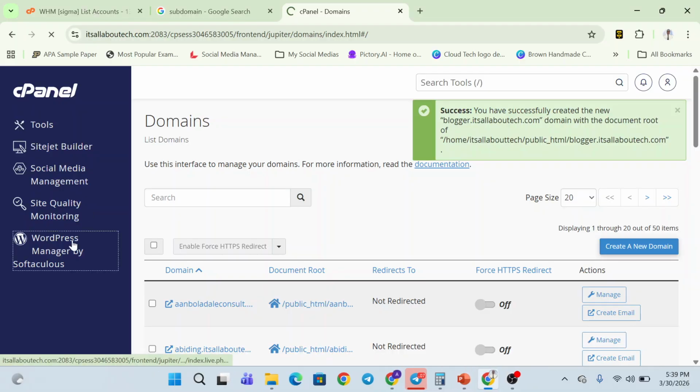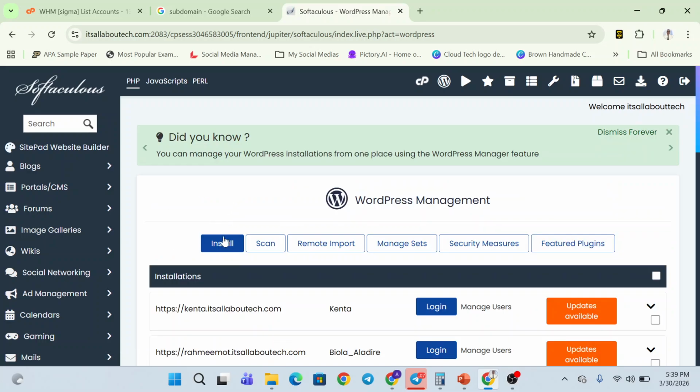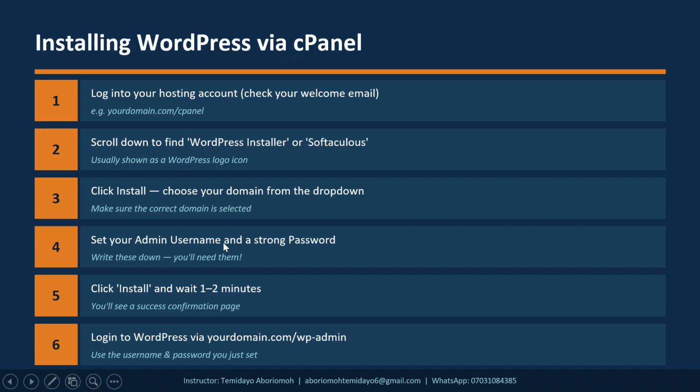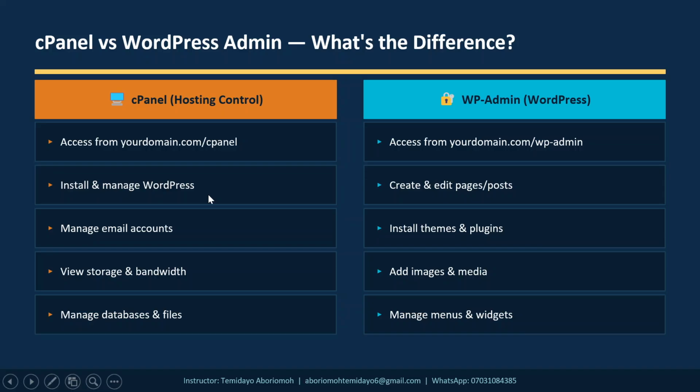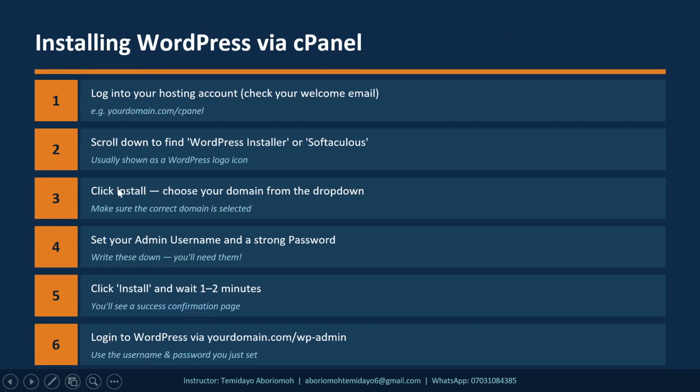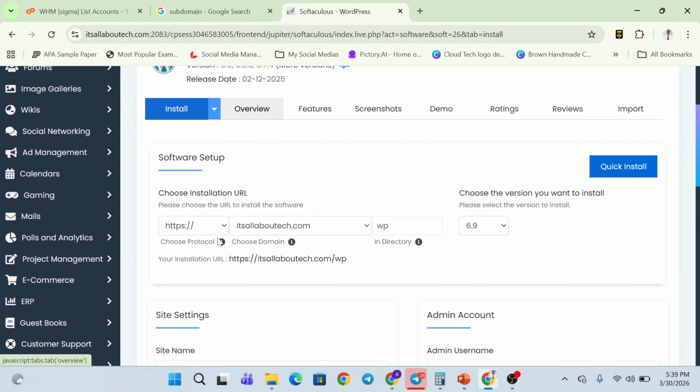So let me just go to WordPress Softaculous. I will click on install. Once I click on install, let's follow the text I have for us. Click install, choose your domain from the drop down. Now let's choose our domain.